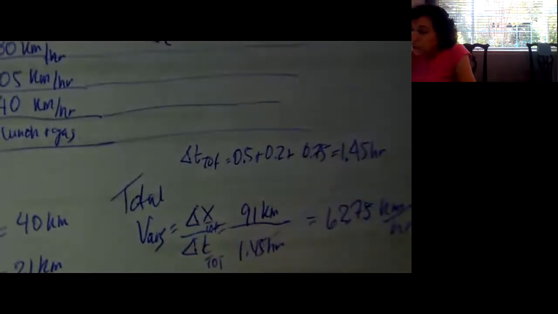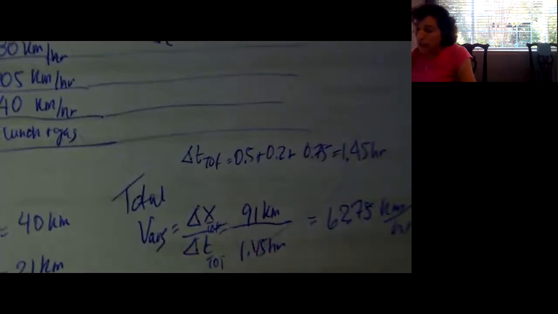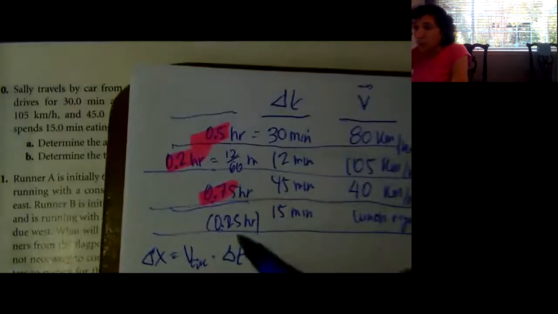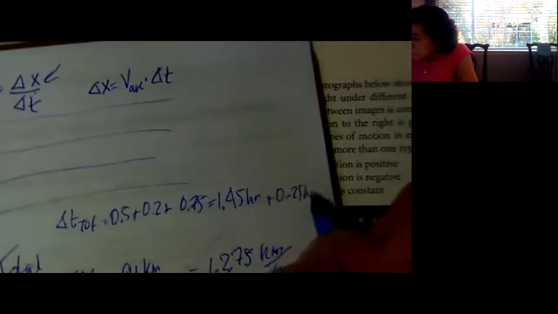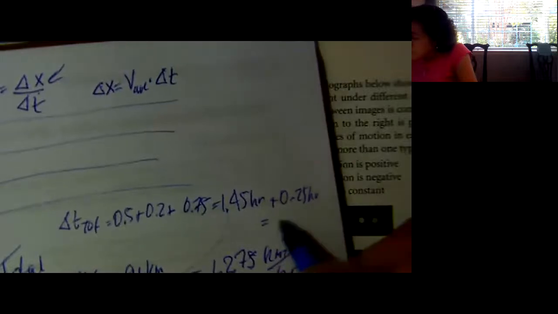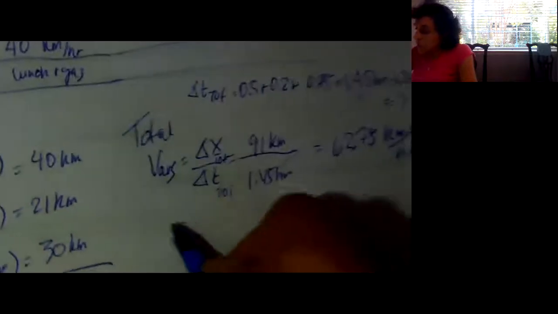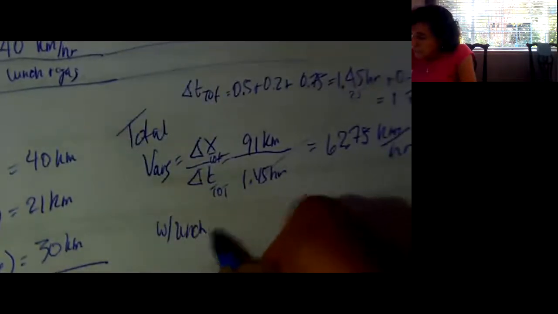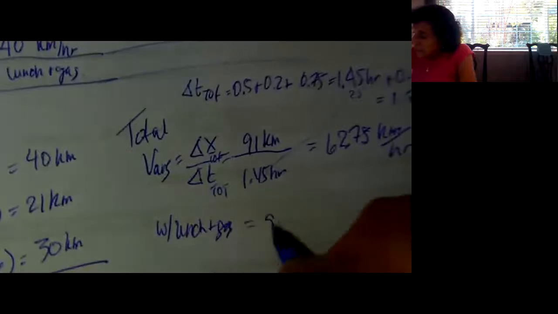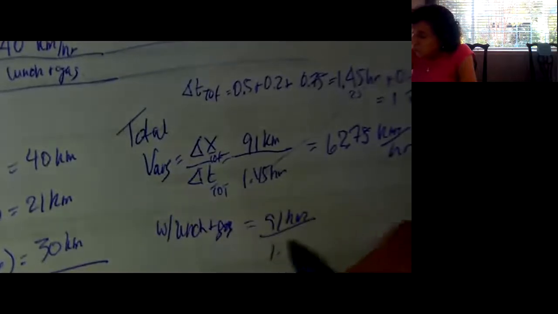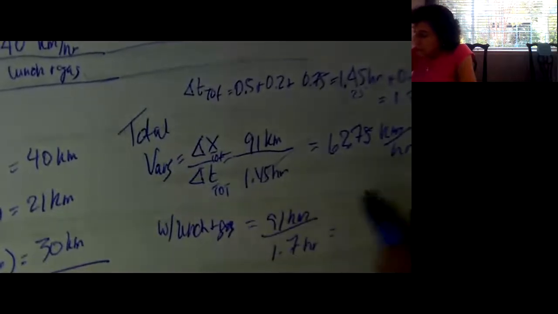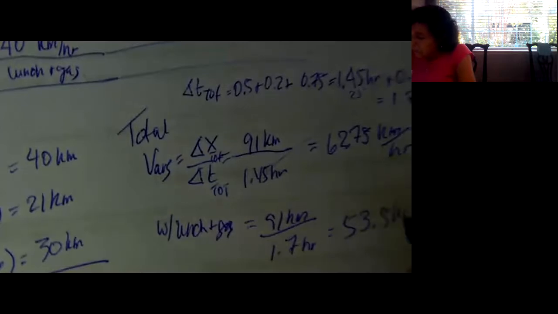However, the book wanted to include bringing lunch and buying gas, and that took another quarter of an hour. So if that's the case, then you need to add another quarter of an hour here, and you get 1.7 hours. So if you include lunch and gas, then it's 91 kilometers over 1.7 hours, and then you get a different number, 53.5 kilometers per hour.